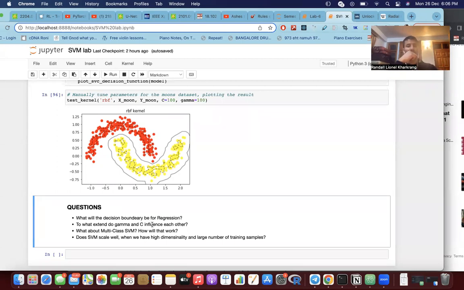One thing I also wanted to explore was gamma and C. How do they influence each other? Do they influence each other? Is there some correlation when you're minimizing these things? I'm not sure, so you can look into that.